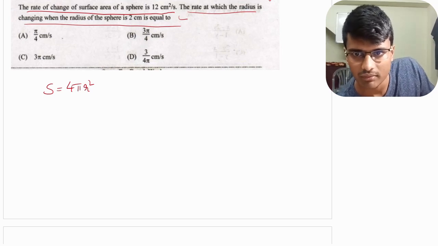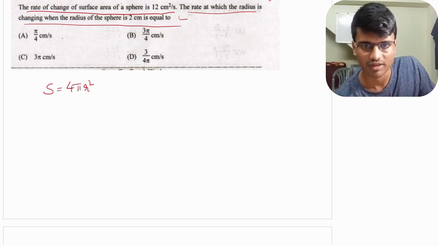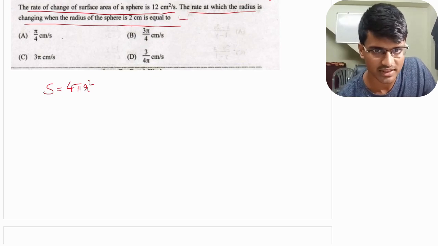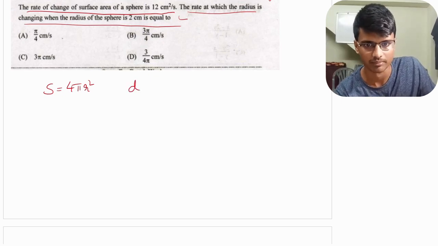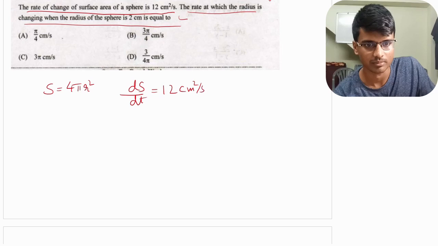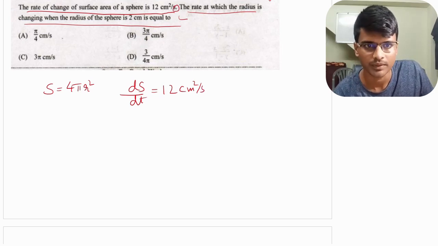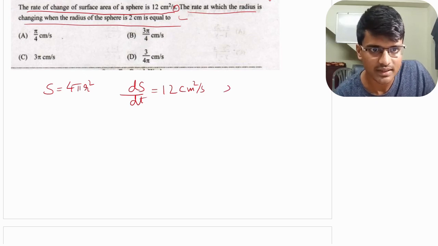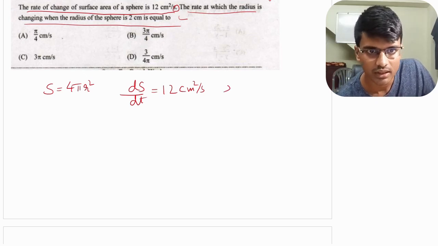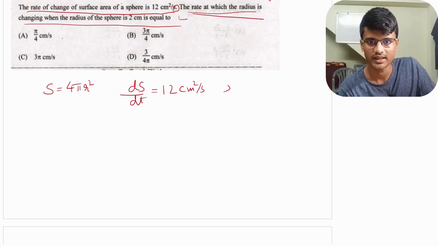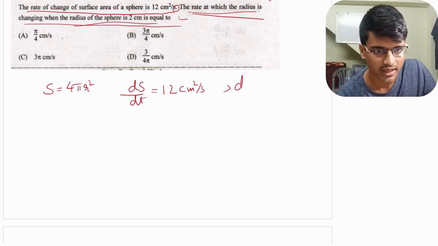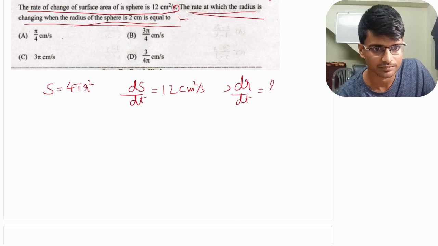They have already given us the rate of change of surface area with respect to time, that is 12 centimeter square per second. That means ds by dt is already given to you, with respect to time. And they are asking us, when the radius of the sphere is 2 centimeter, at what rate the radius is changing. So they are asking us dr by dt when the radius is 2 centimeter.